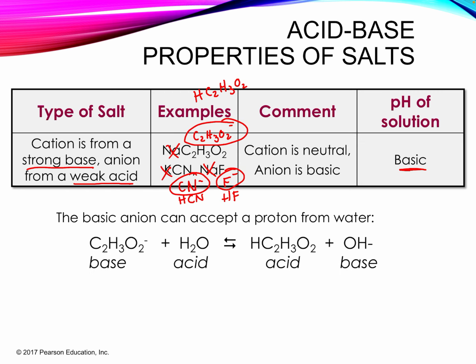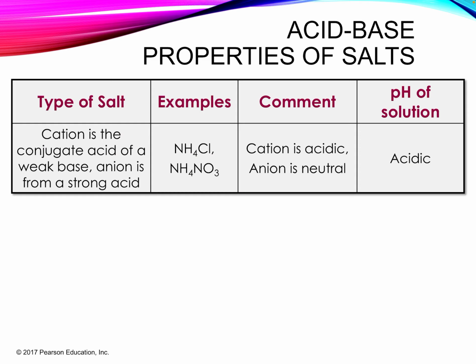All right, now we're going to look at the opposite. The cation is coming from the weak base, and the anion is coming from the strong acid. If we break these apart, we're going to get ammonium.